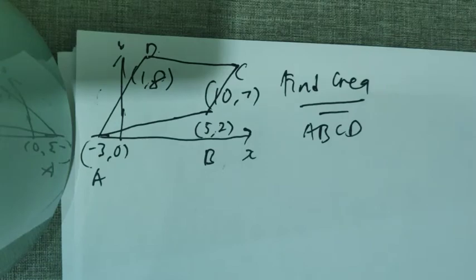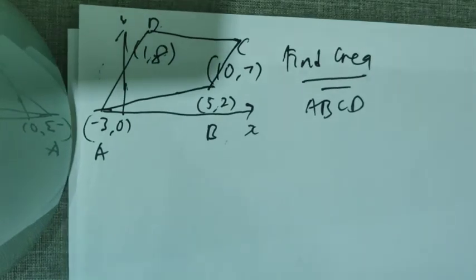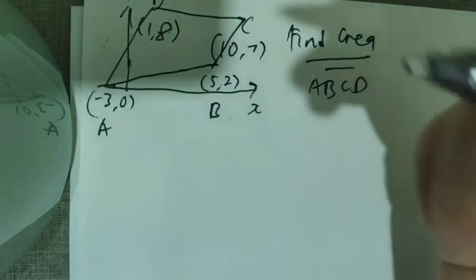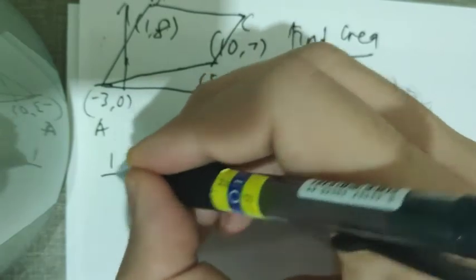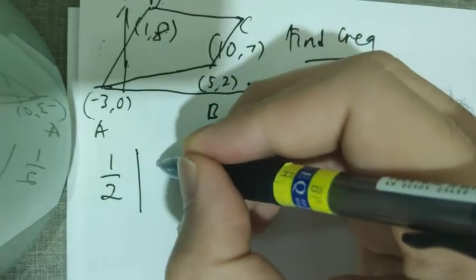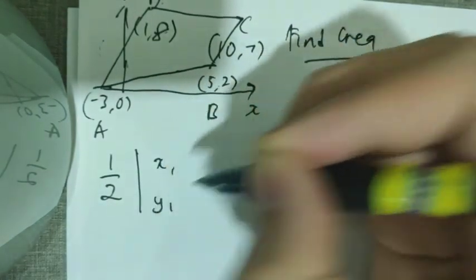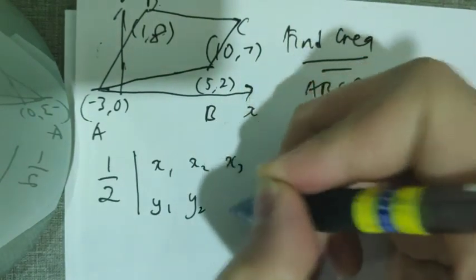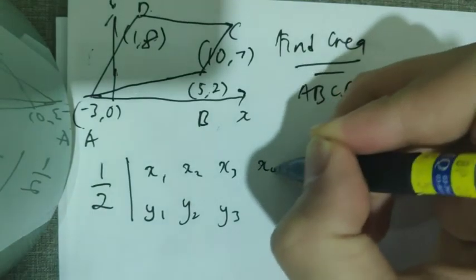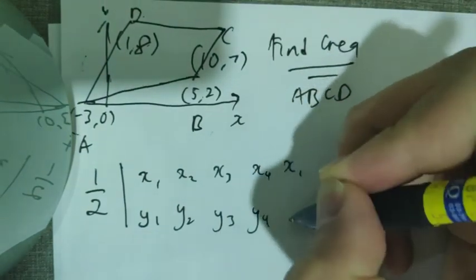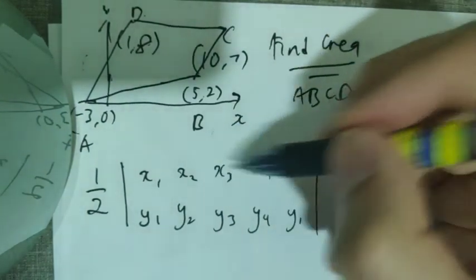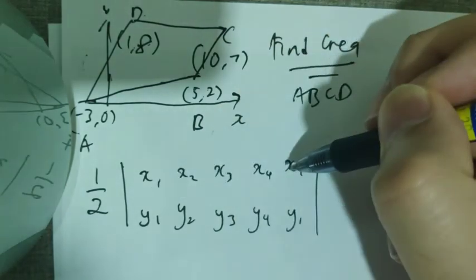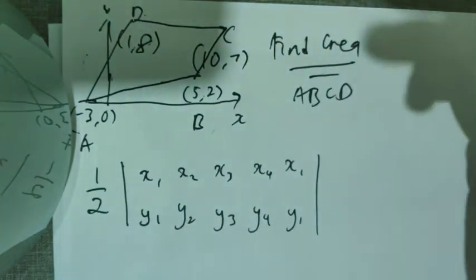So when you see these things, you just have to remember one thing. When you see area of quadrilateral, you have to have the formula for area of quadrilateral. The formula is very easy. It's half, big bracket, x1, y1, x2, y2, x3, y3, x4, y4, x1 again, y1. This one you must remember. The x1 will repeat itself. Don't miss that out, okay? So this is the formula.